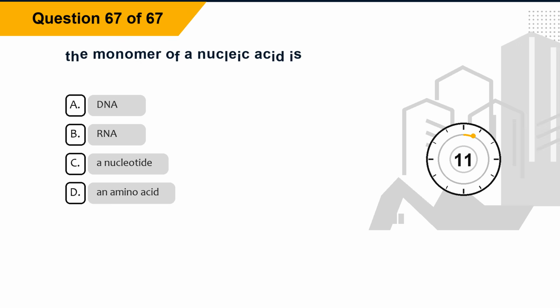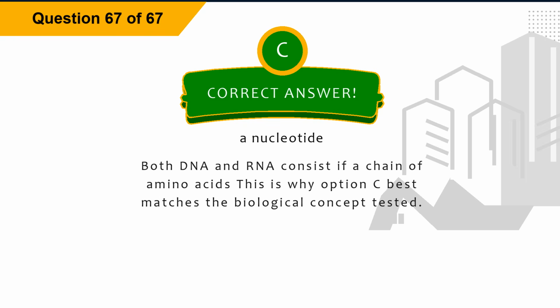Question 67. The monomer of a nucleic acid is: option A, DNA, option B, RNA, option C, a nucleotide, option D, an amino acid. The correct answer is option C, a nucleotide. Explanation: both DNA and RNA consist of a chain of nucleotides. This is why option C best matches the biological concept tested.